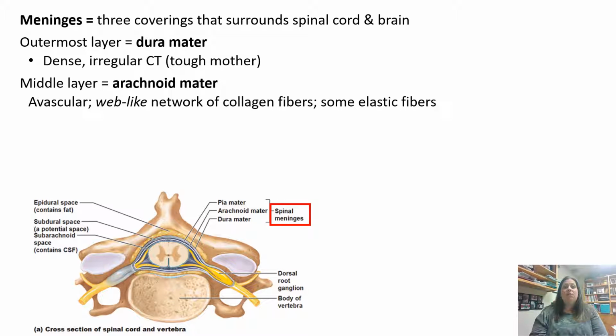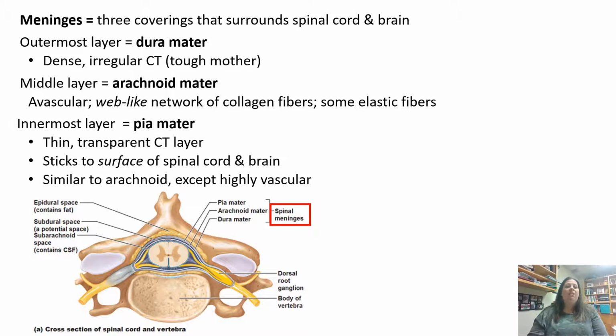Okay. We then see the middle layer is the arachnoid mater. This is the avascular web-like network of fibers. Okay, so it looks kind of like a spider web inside there, and this is going to be where cerebral spinal fluid is going to fill all those spaces. The innermost layer is known as the pia mater. The pia mater is a thin, transparent connective tissue layer, and it's going to stick to the actual surface of the spinal cord and the brain.